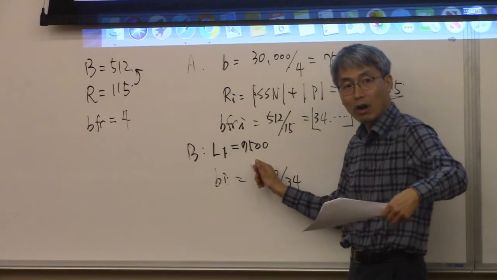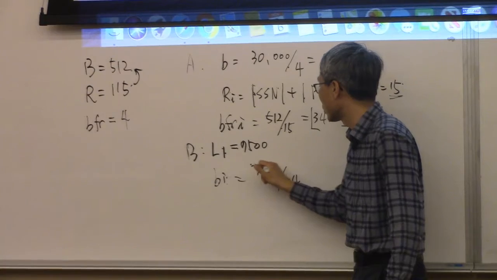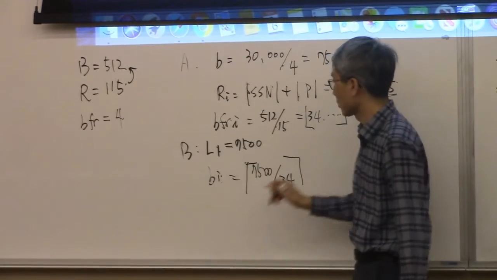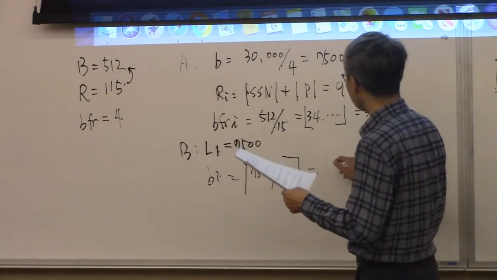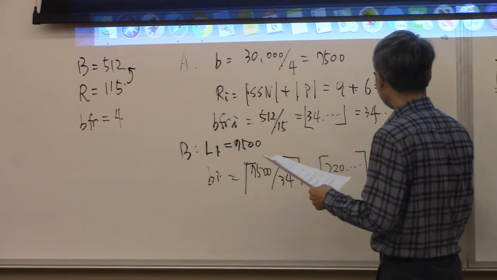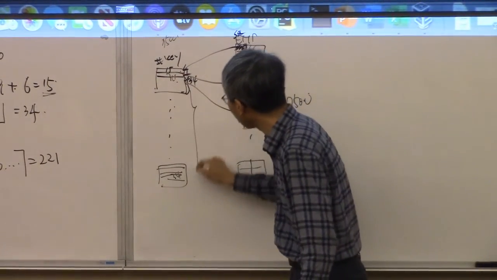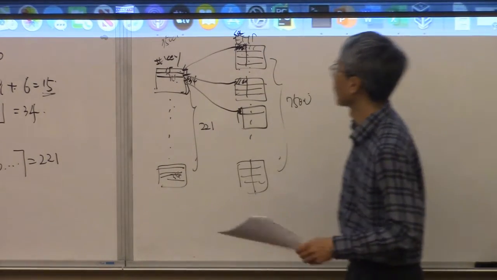When we count the block, always ceiling. Because even though 1 byte is used, the entire block is needed. So this will be block how many? This will be 220 something. So 221. The block we need. So which means 34 index key entries, total how many blocks? 221 blocks we need.